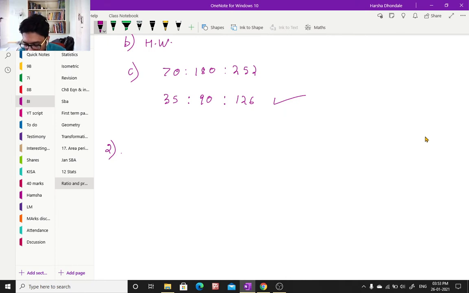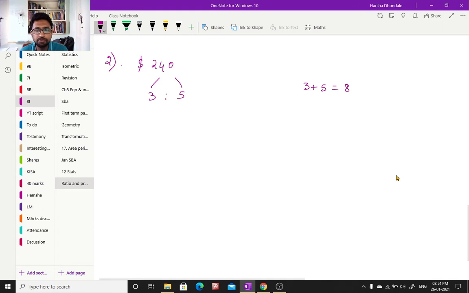Share $240 in the ratio 3 is to 5. $240 has to be shared in the ratio 3 is to 5. Okay, 3 plus 5 gives me 8. So I have to give 3 parts out of 8 parts of $240 to one person, and I have to give 5 parts out of 8 parts of the $240 to another person. You solve this and give your answer.